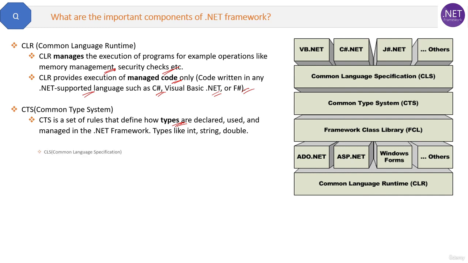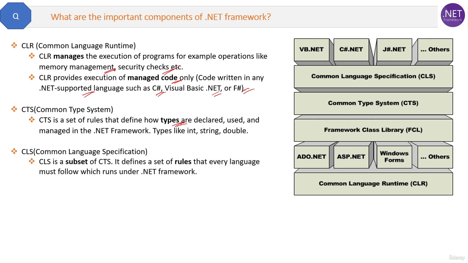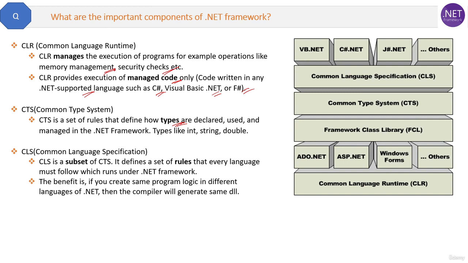Next important component is CLS. CLS stands for Common Language Specification. CLS is a subset of CTS. It defines a set of rules that every language which runs under .NET Framework must follow. The benefit of CTS and CLS both is that if you create the same program logic in different .NET languages, then the compiler will generate the same DLL for them.